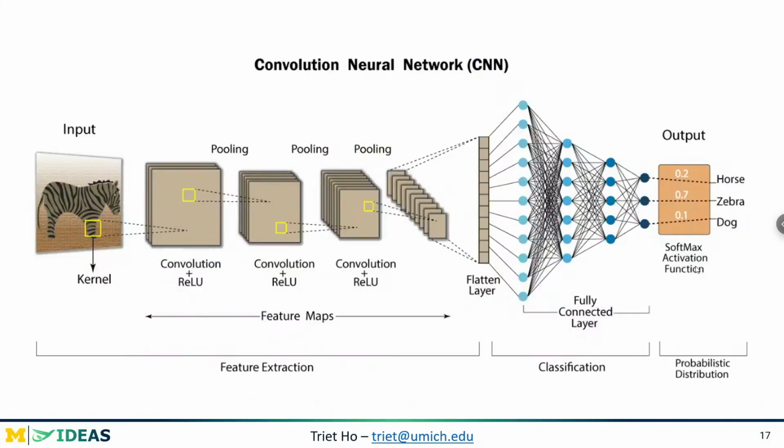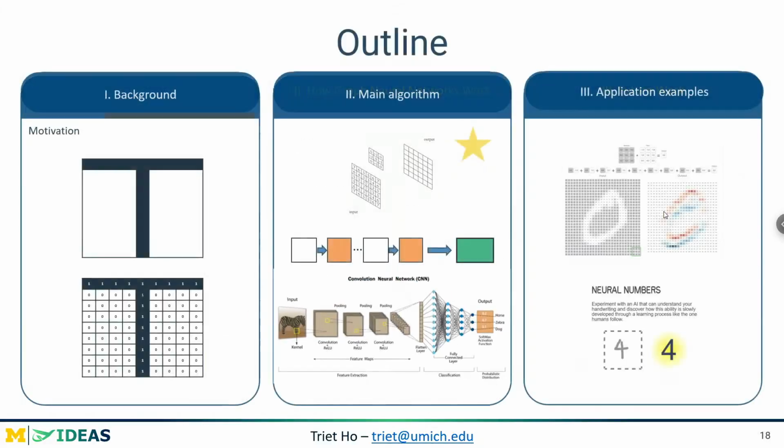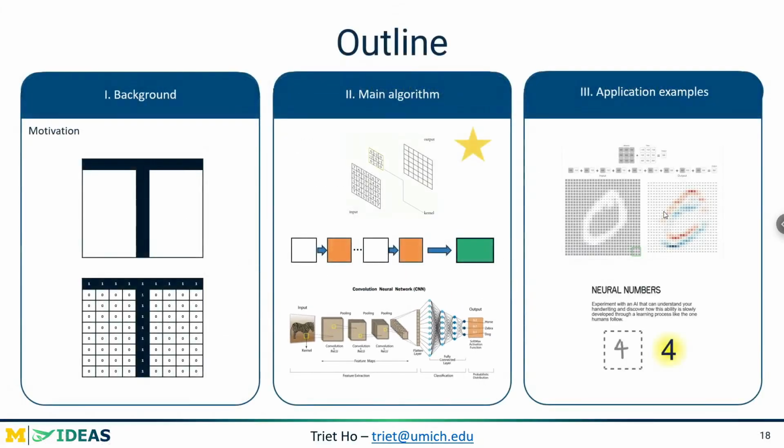And now we have everything. We can assemble a full convolutional network, right? We have the input, and then we run it through convolution, pooling, and activation function, everything. Then you feed it to fully connected layers. You flatten it out, connect to a fully connected layer, and then we get the output, right? So that's the main algorithm.